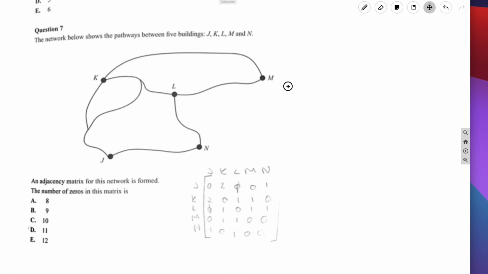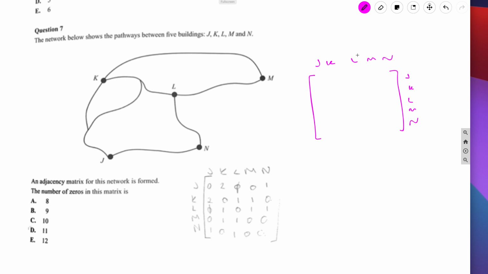And then the network below shows the pathway between 5 buildings. An adjacency matrix for this network is formed. The number of zeros in this matrix is. So I will redo it, but I hope that my students got it right here. So J, K, L, M, N, J, K, L, M, N. Right. Looks like they've done it the other way, so ours might be inverted. We'll just see. It doesn't really matter though. Do we count the number of zeros? That's why they've not given you a structure.